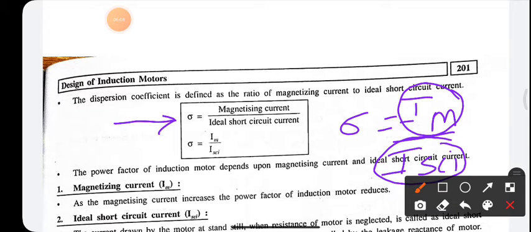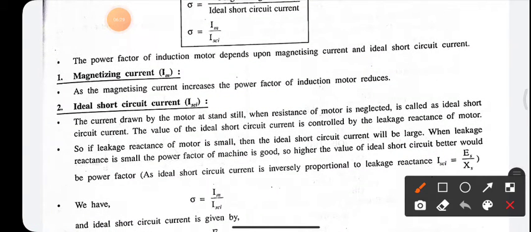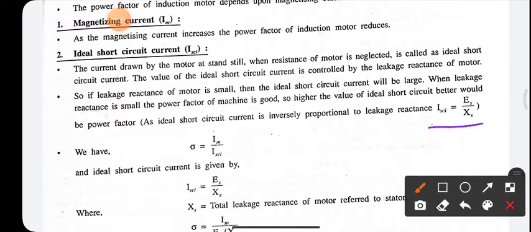Now we have to explain two terms: magnetizing current and ideal short circuit current. What is magnetizing current? It is nothing but the current taken by the machine to set up the flux. If the value of the magnetizing current is high, then the power factor is poor. That we have to understand. Now, what is ideal short circuit current? It is the current drawn by the motor at standstill when the resistance of the motor is neglected, and it is controlled by the leakage reactance of the motor. It is given by Isci equals Es upon Xs, where Es is the stator EMF per phase and Xs is the total leakage reactance of the motor.